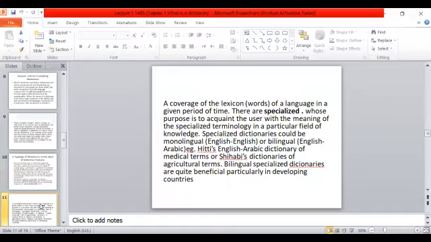There are specialized dictionaries whose purpose is to acquaint the user with the meaning of the specialized terminology in a particular field of knowledge. Specialized dictionaries could be monolingual, English-English dictionaries, or bilingual, English-Arabic dictionaries. For example, ET's English-Arabic Dictionary of Medical Terms or Shihab's Dictionary of Agricultural Terms. Bilingual specialized dictionaries are quite beneficial, particularly in developing countries.